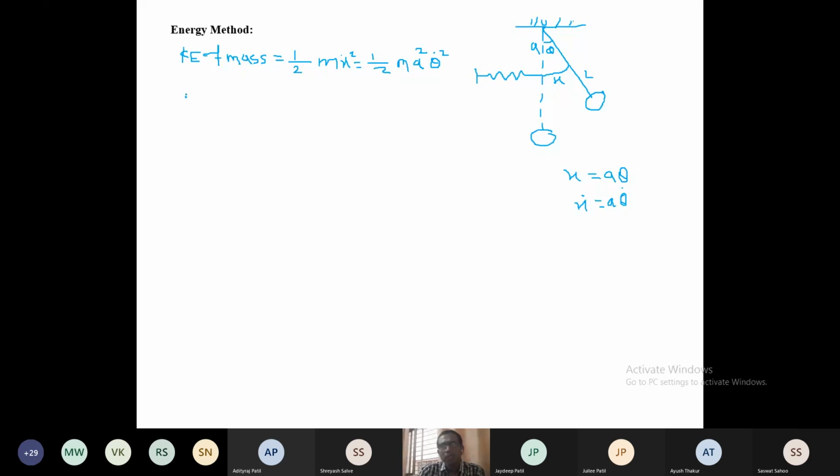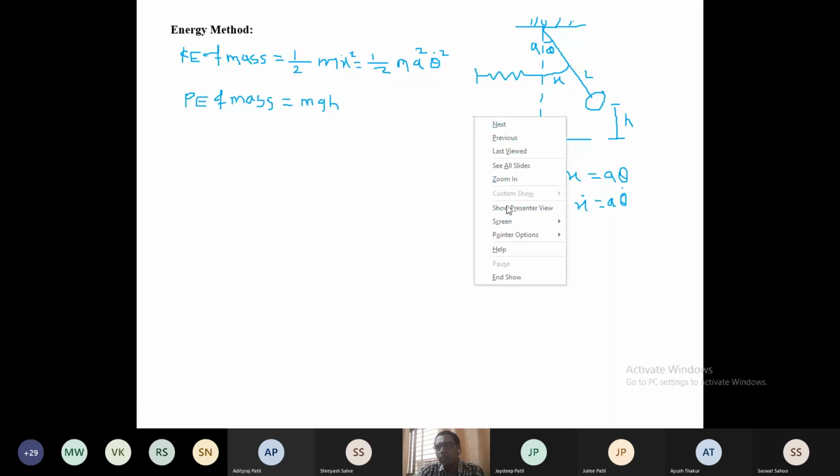Now next, potential energy of the mass. Because the mass is lifted up by a distance h, you have to consider the potential energy of the mass. What is the formula for this? Potential energy of the mass is equal to mgh. Correct? Now it is similar to the previous example. Now find out the h here. Now this is the distance h. How can you find out this h? Again same as previous.